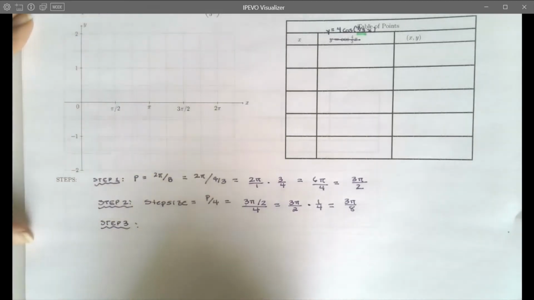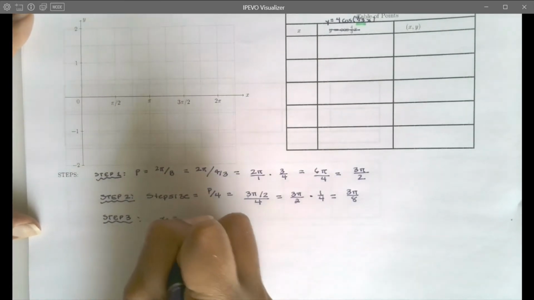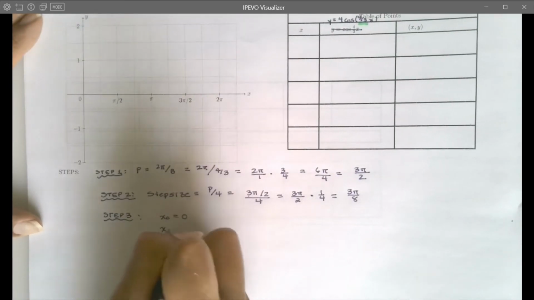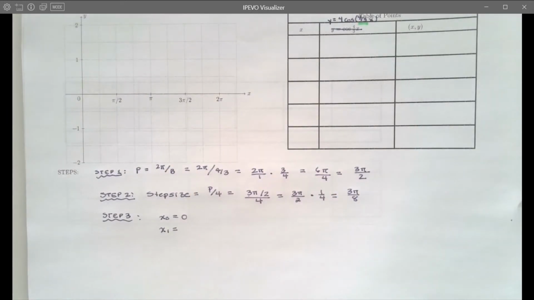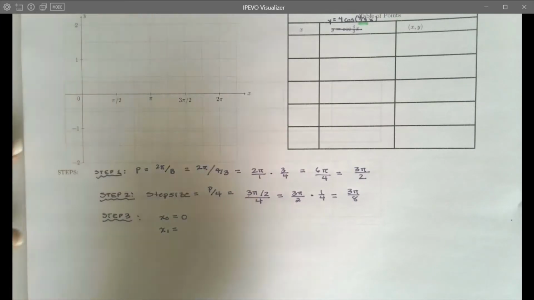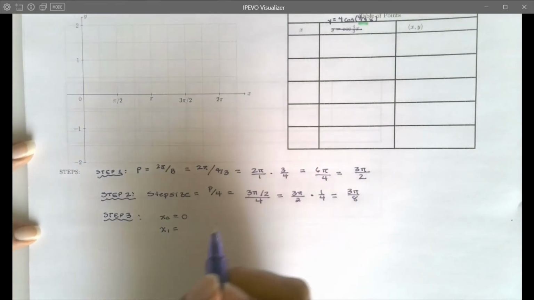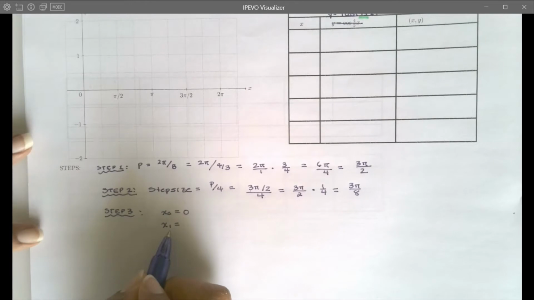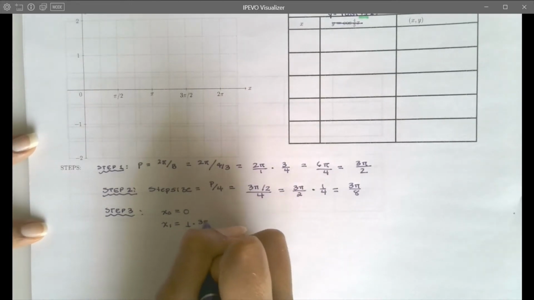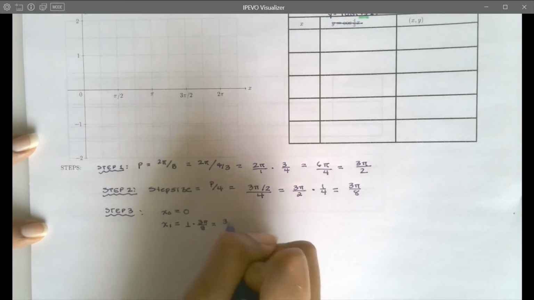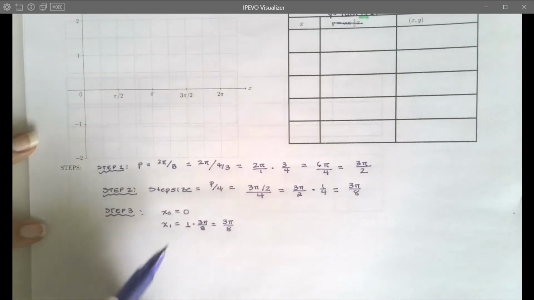We always start at 0, so x0 is going to be 0. And then for the next x values, we simply take the step size and keep adding it to the previous x value. Or sometimes an easier way to think about it is to simply take the 3 pi over 8 and multiply by whatever the subscript of the x value is. So to find x1, we take 1 times 3 pi over 8, which is 3 pi over 8. And that is the same thing as taking 0 and adding the step size.